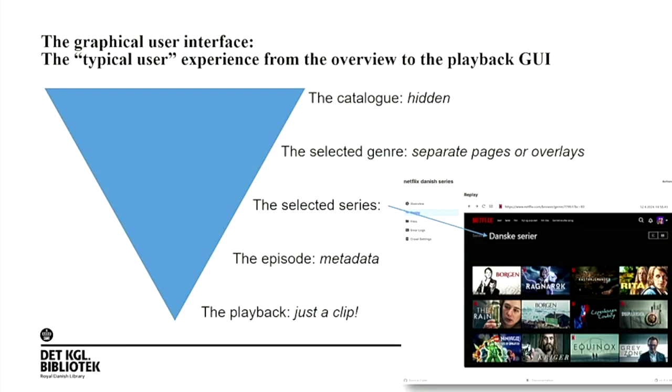And this goes for most services. Some are more open. The DRTV is more open. We have an API connection to them, so that's not a hidden catalog, but Netflix is a hidden catalog.